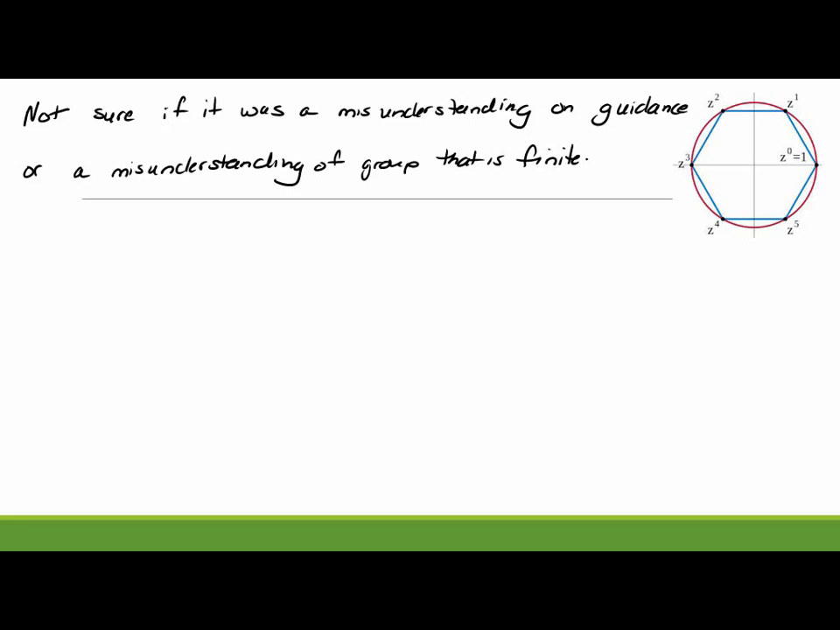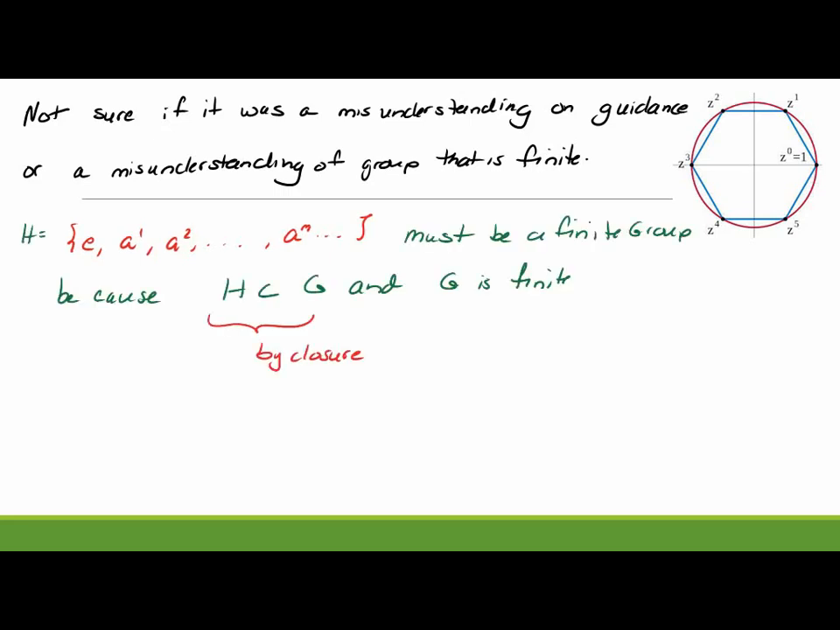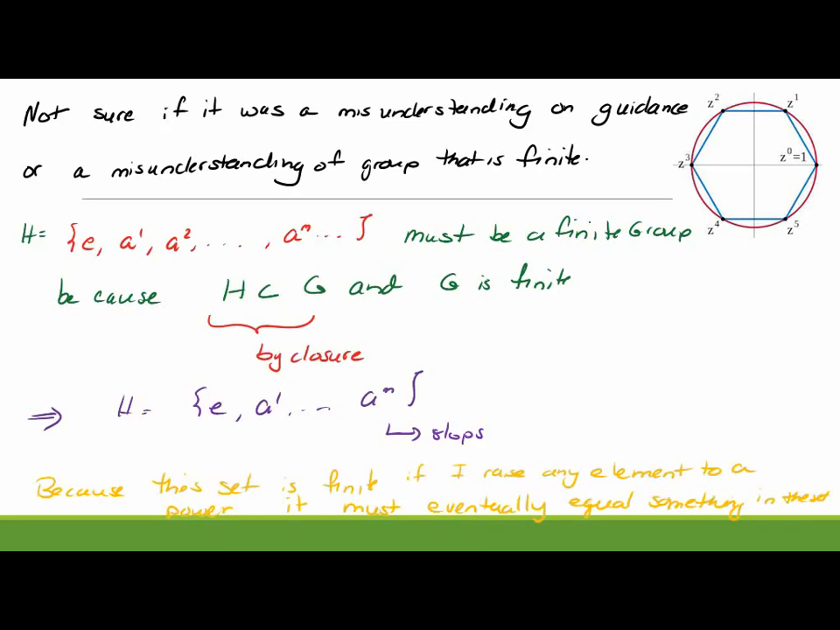I'm not sure, reading over your quizzes, if there was a misunderstanding on some guidance that you received or a misunderstanding of a group that is finite, but a lot of you were using this set and saying that G was equal to that set, and that is not, in fact, true. It must be a finite group because H is in G and G is finite, and it stops. That's true. And it is a subgroup that we're going to prove. I don't know if the quiz problem that I gave you is used to prove that, so you can't use the fact; you have to prove that first.